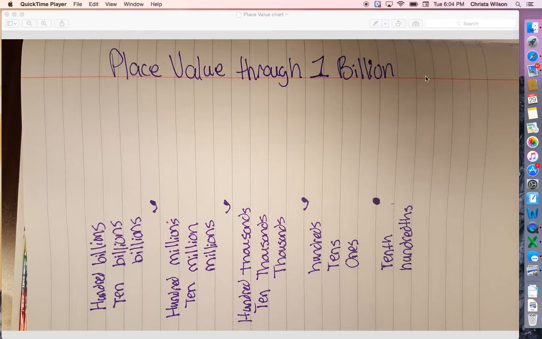So what you'll do is find your next clean page and turn it to the side where you can see the red margin line. On that red margin line, title it Place Value through 1 billion, okay? So make that title, and we're going to create a place value chart. So we're going to look at decimal place values first. So that's what we're going to start with is the hundredths.